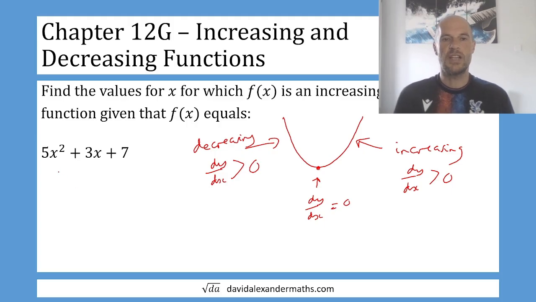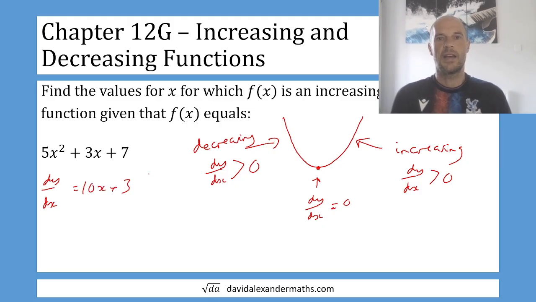So what we need to do is work out our dy by dx. So dy by dx is going to be 10x plus 3. And for an increasing function, dy by dx is greater than 0. So we need to say 10x plus 3 is greater than 0. Therefore, 10x is greater than negative 3. So therefore, x is greater than minus 3 over 10. So these are the values for x. Anything greater than negative 3 over 10 means that we have an increasing function.